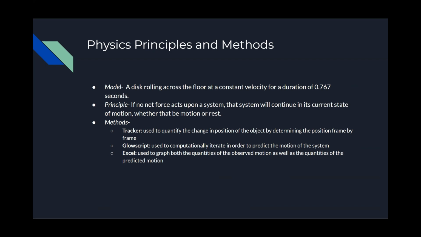The methods used are Tracker, which is used to quantify the change in position of the object by determining the position frame by frame, GlowScript, which is used to computationally iterate in order to predict the motion of the system, and Excel, which was used to graph both the quantities of the observed motion as well as the quantities of the predicted motion.